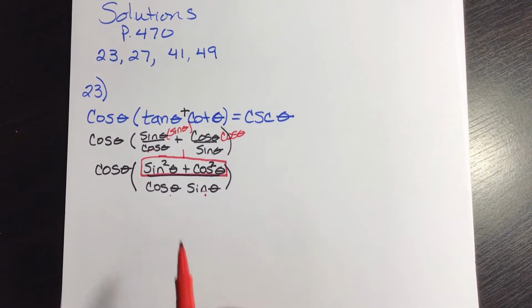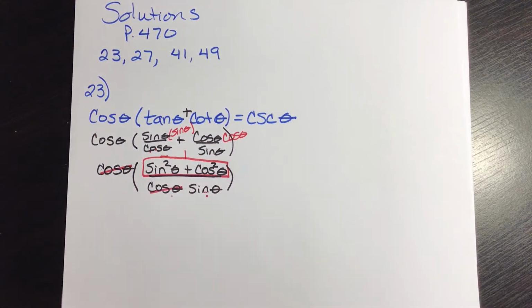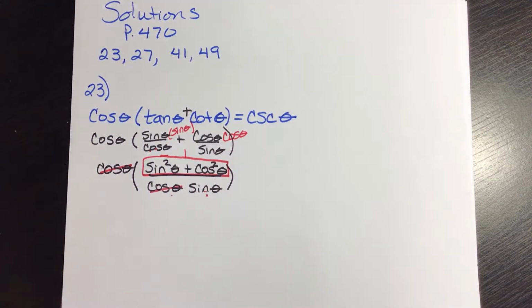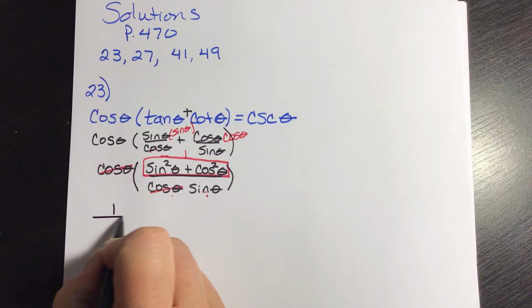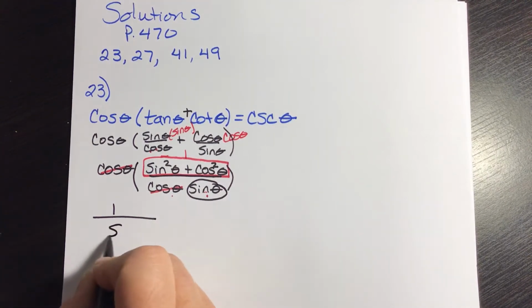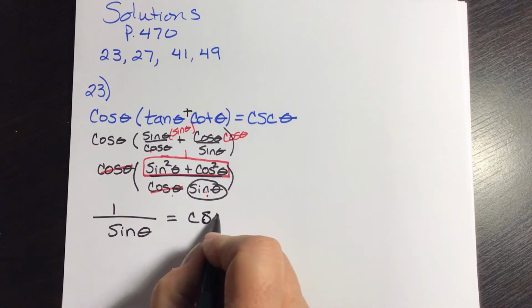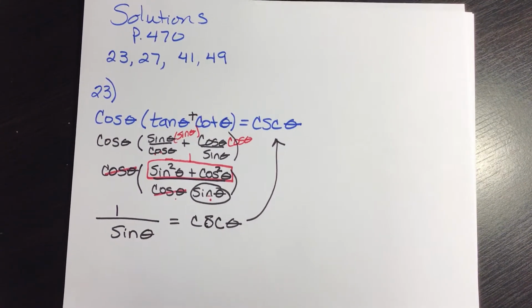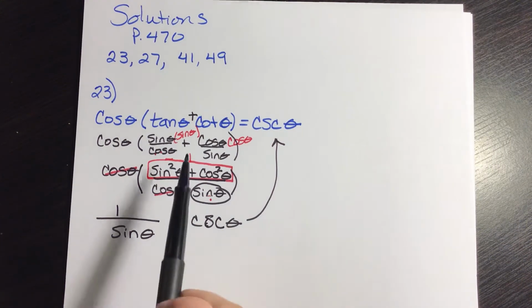And another thing I know is I have a cosine here and a cosine here that can be canceled, a factor on top and a factor on bottom. So all of this simplifies to be, this is 1 on top, so I have 1 over sine of theta. And 1 over sine of theta is cosecant of theta, which is what I wanted here. All right, so there is 1.